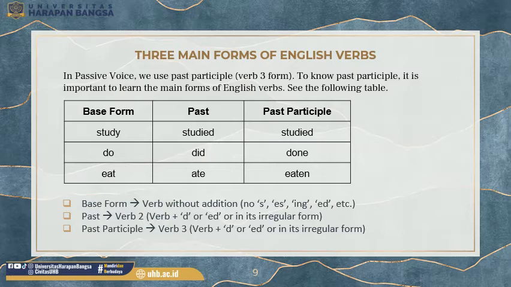Misalnya, untuk base form kita punya study, bentuk pastnya studied, past participle-nya studied. Itu adalah kata kerja beraturan. Tambahkan ed di akhir kata kerjanya. Untuk do dan eat merupakan kata kerja yang tidak beraturan, irregular verb. Jadi bentuk past dan past participle-nya biasanya berbeda dari bentuk base form-nya. Untuk do menjadi did dan done, eat menjadi ate dan eaten.